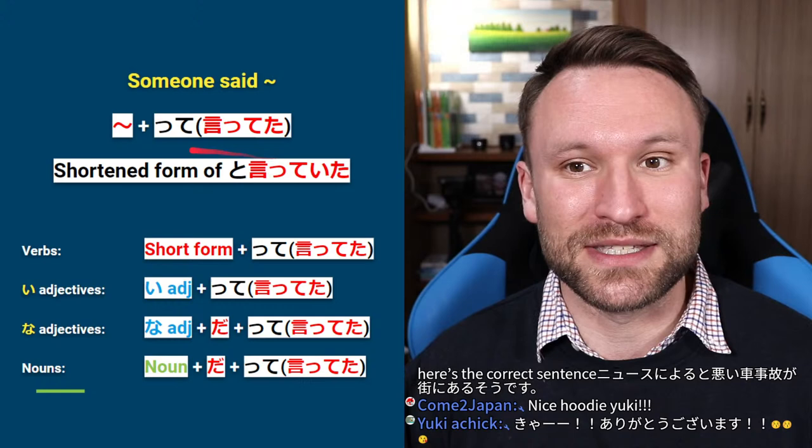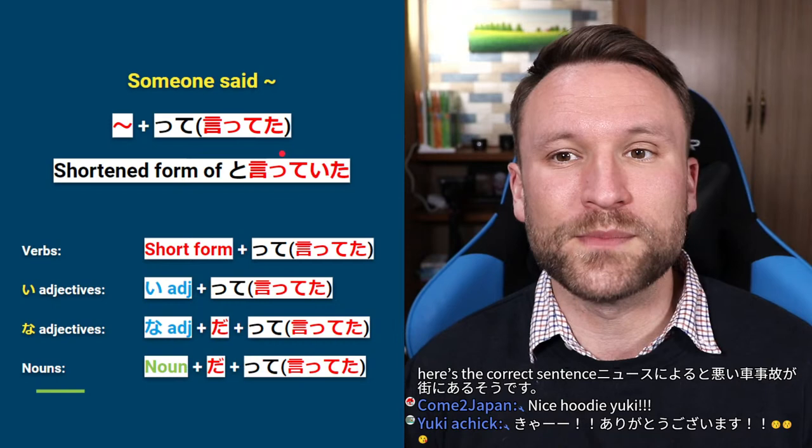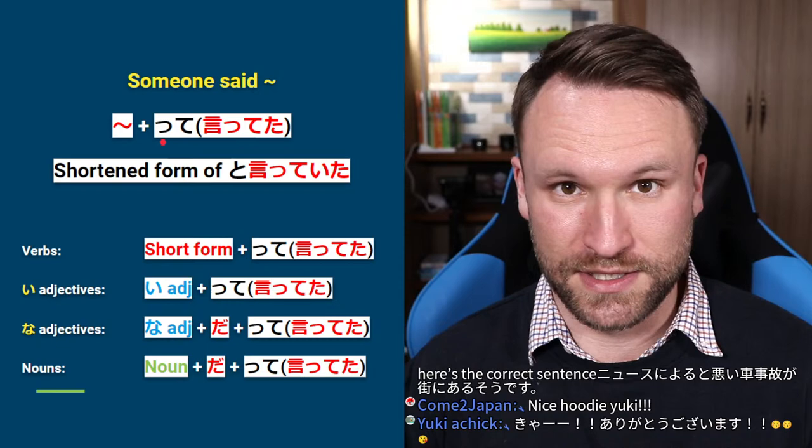You also hear people use it in formal conversations, even when they're using formal forms, because it is easier to say って than と. Much easier. So that's why they do that.